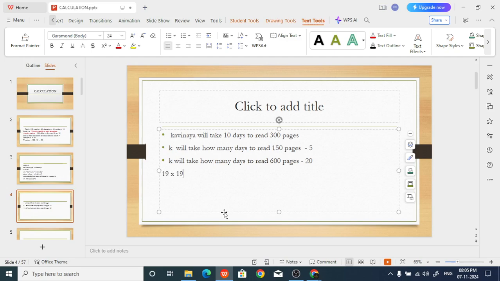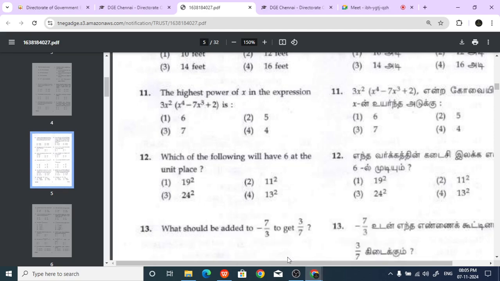Into 19, how much are you getting? What is the answer? 361, sir. So the unit place you are getting 1. So what is the other thing they have given? They have given 11, 13, 24.